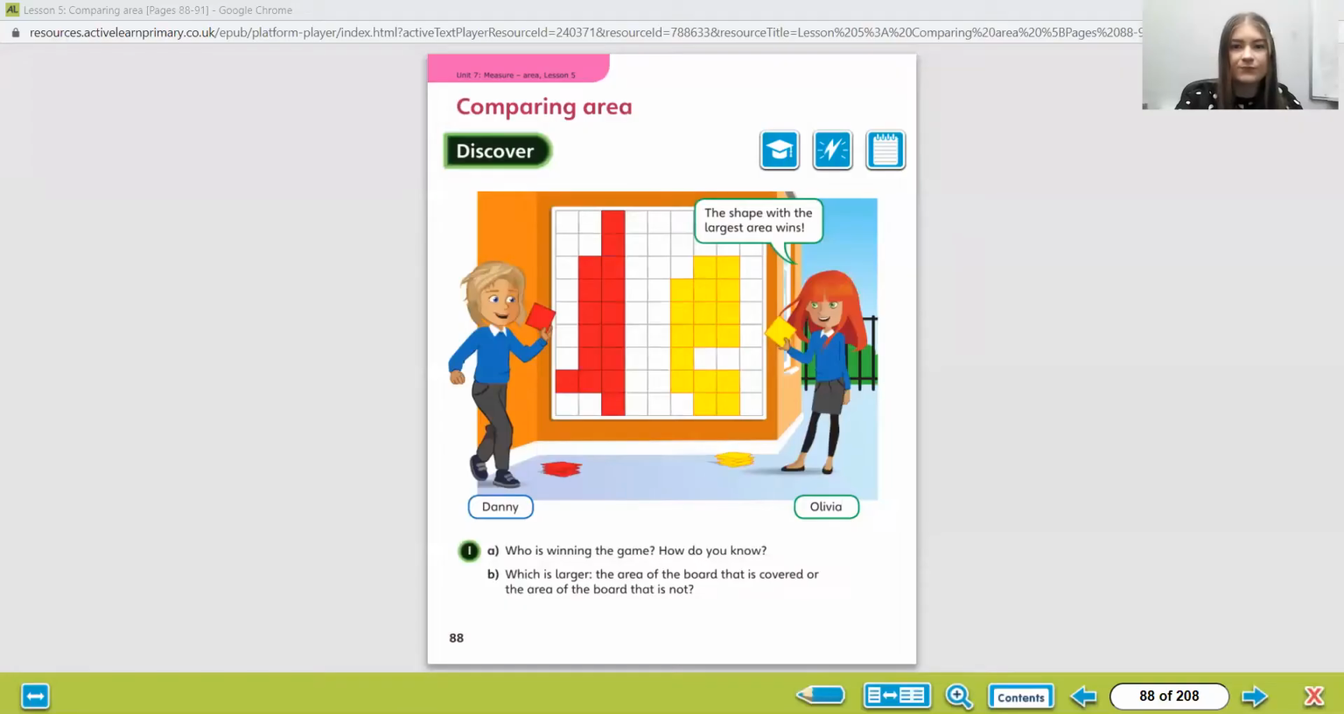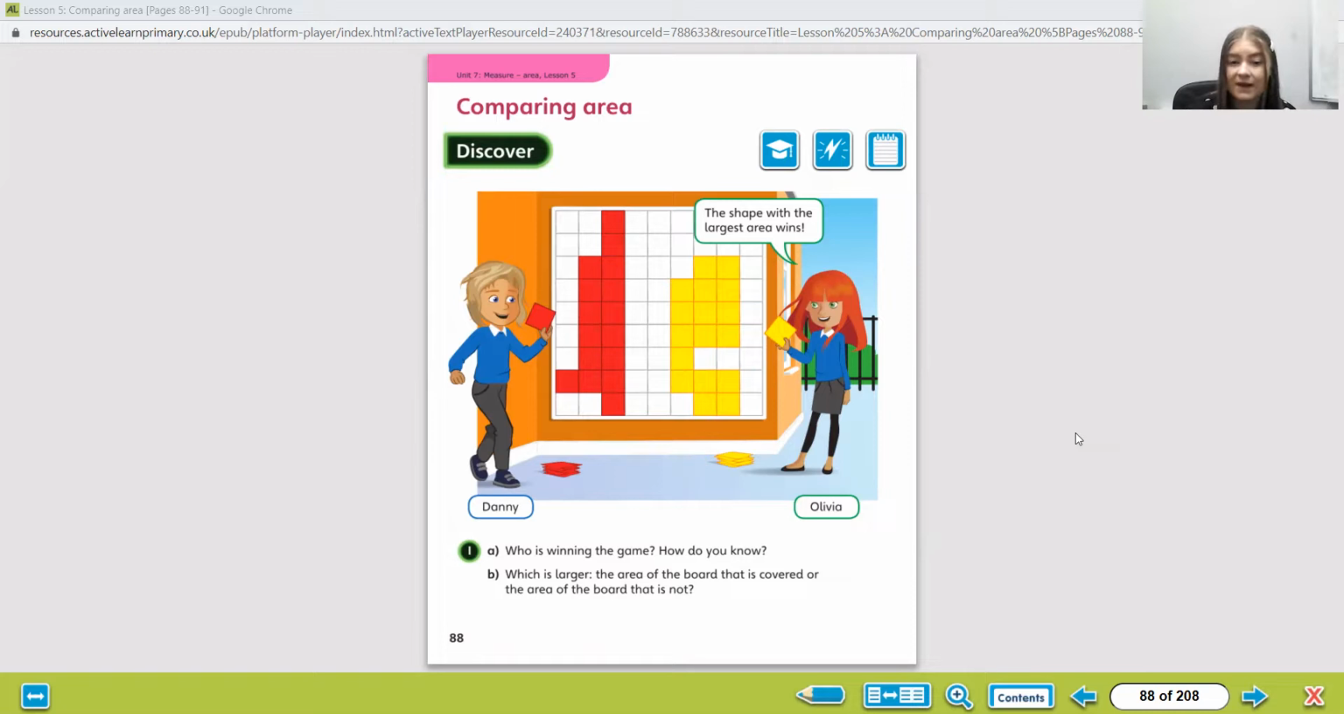So let me share my screen. Okay, guys, so this is our Discover. We are looking at a game, and the shape of the largest area is going to win. So we're looking for the biggest area out of Danny and Olivia's shapes. So find the area of each shape for me so that you know who is winning for question A. So 1A, we want to know who's got the largest area.